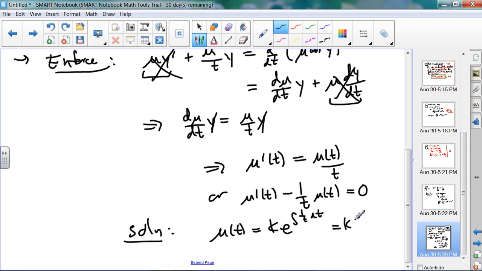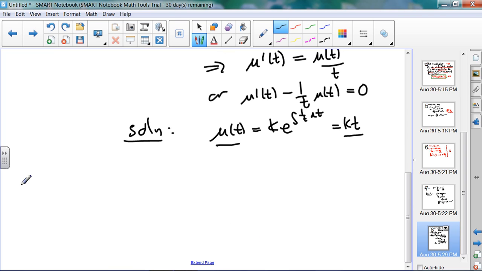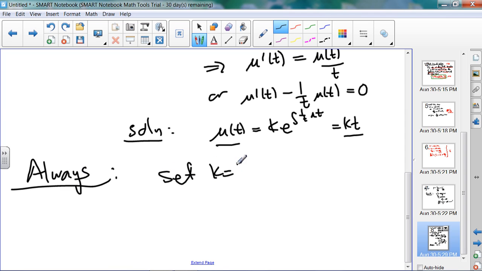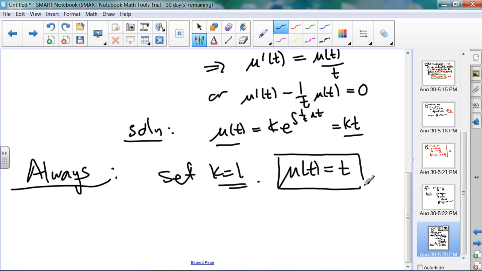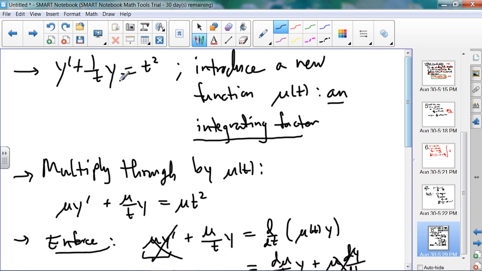So we've actually been able to solve for our mu function. It's just a number times t. And what we'll always do when we find these integrating factors is set this integration constant equal to 1. We do that because the integration constant we really care about is going to come in at the very end of the problem once we solve for y from our actual original problem. So this integration constant we don't need to worry about.